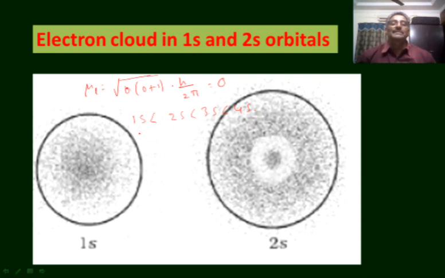Therefore, 1s orbital has the least energy and it is less than the energy of 2s orbital. The energy of 2s orbital is less than the energy of 3s orbital, and the energy of 3s orbital is less than the energy of 4s orbital.